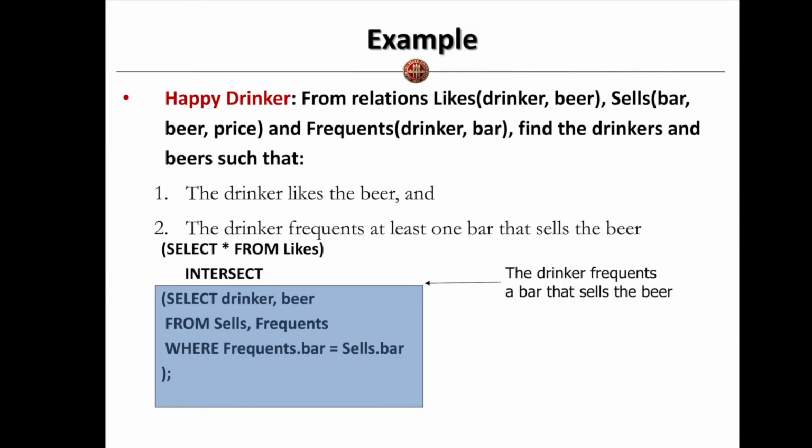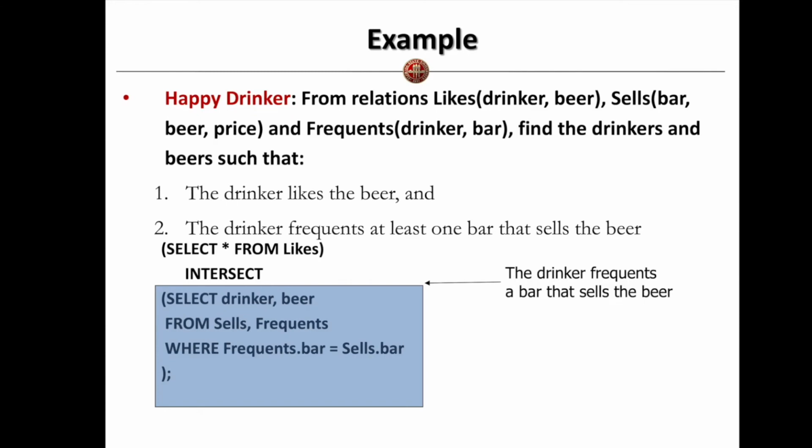And we have another condition: the drinker frequents at least one bar that sells the beer. How can we find this drinker and beer information? We can use another subquery, right? We can do so by writing SELECT drinker, beer FROM Sales, Frequents WHERE Frequents.bar = Sales.bar. So this subquery will return the drinker and beer information where the drinker frequents at least one bar that sells the beer.